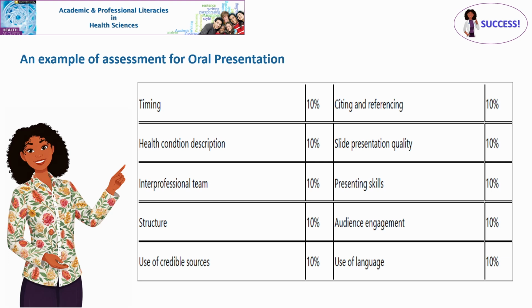And here we have an example of an assessment for oral presentation. Let's have a look at what's being assessed and what kind of scores. Well, clearly 10% for everything. Timing's important. The health condition description, interprofessional teamwork, structure. Okay, you can see everything that's there. Citing and referencing has got to be there. Quality of the slides. How good is the group in terms of presenting? Your presenting skills. Was the audience engaged? And was the appropriate language used?